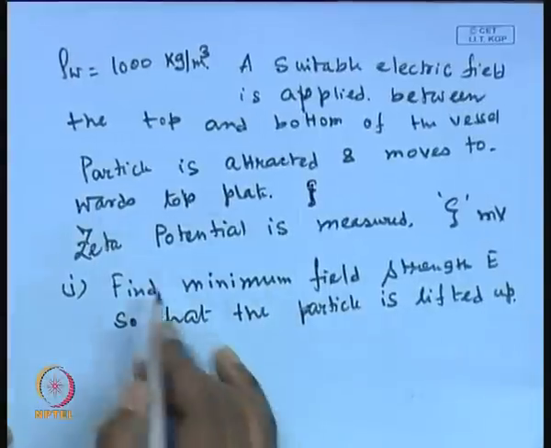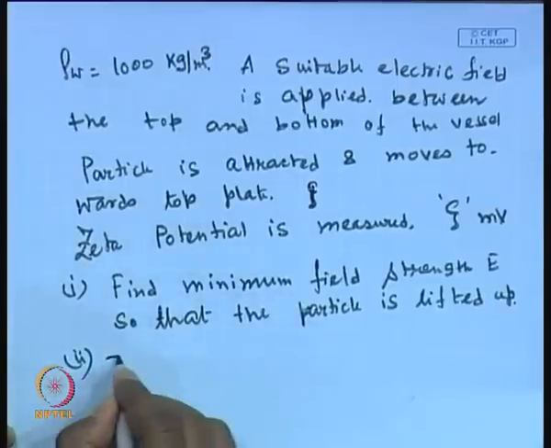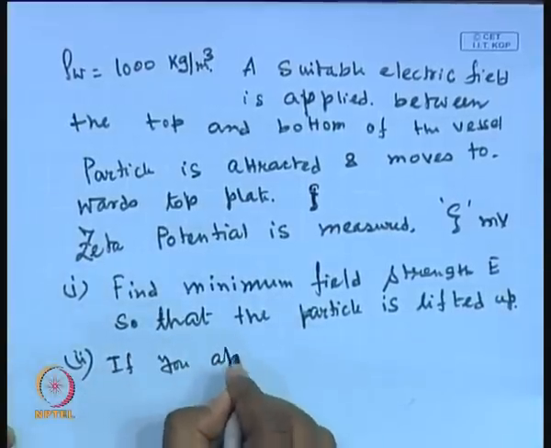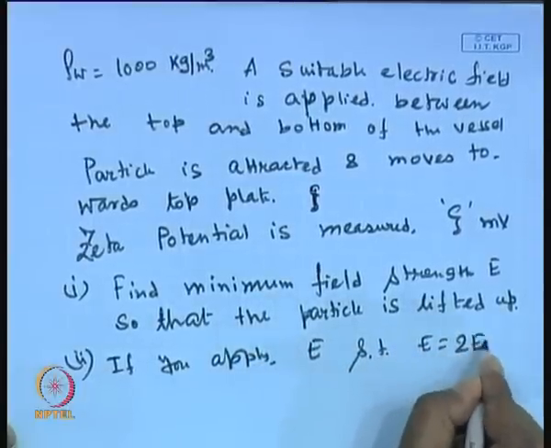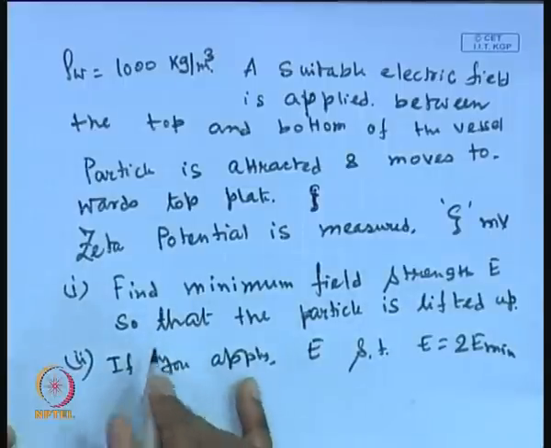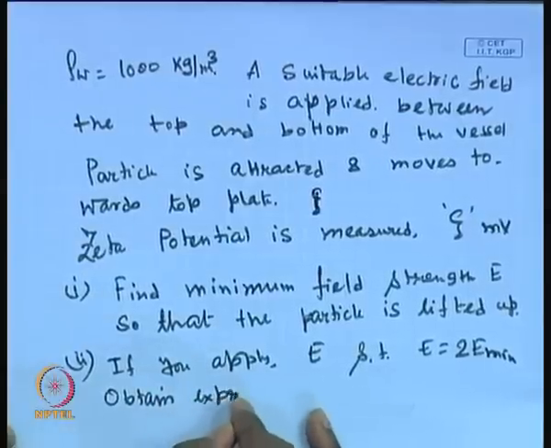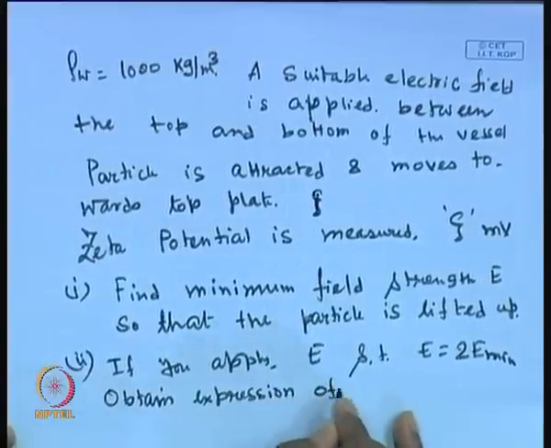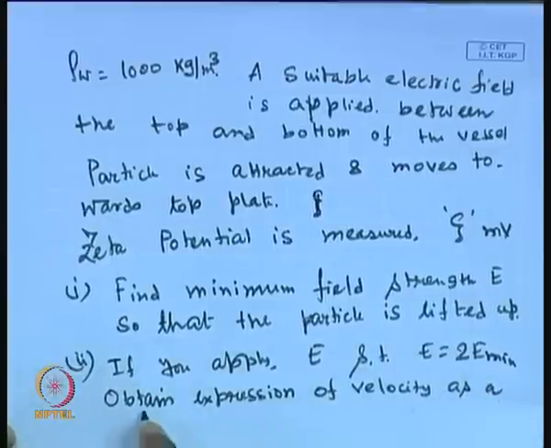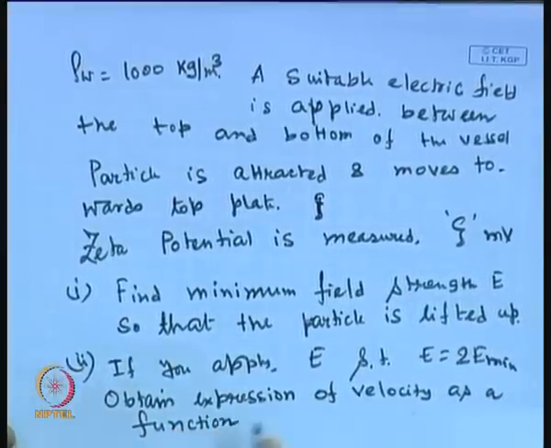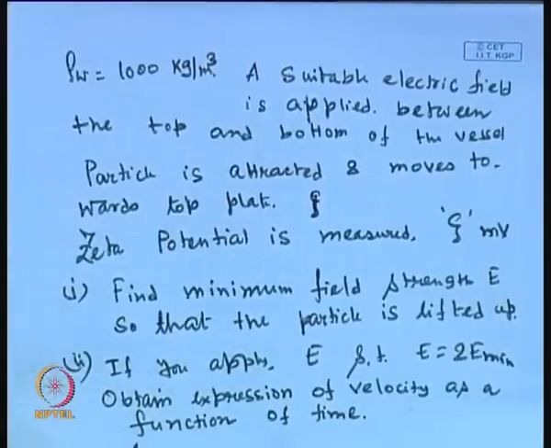Now, if you apply a field strength twice of minimum, if you apply E such that E is twice of E minimum, then obtain the expression of velocity as a function of time. Okay, you obtain the expression of velocity as a function of time.